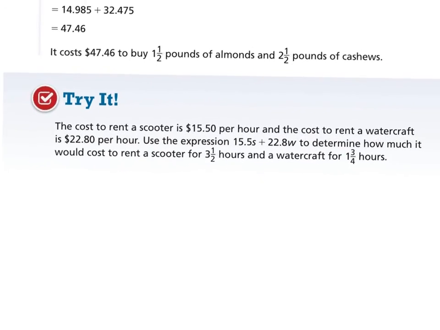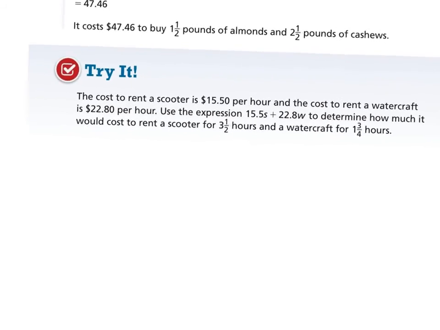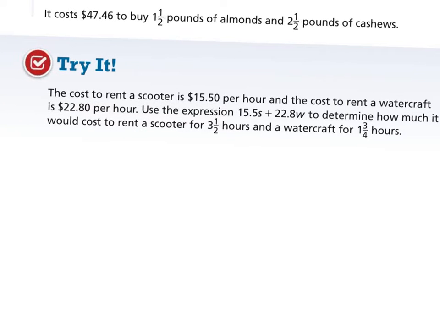So if you look at the try it, the cost to rent a scooter is $15.50 per hour. Cost to rent a watercraft is $22.80 per hour. Use the expression 15.5S plus 22.8W to determine how much it would cost to rent a scooter for 3.5 hours and a watercraft for 1 3/4 hours. So think about what you would do for that. We'll talk about that in just a minute.